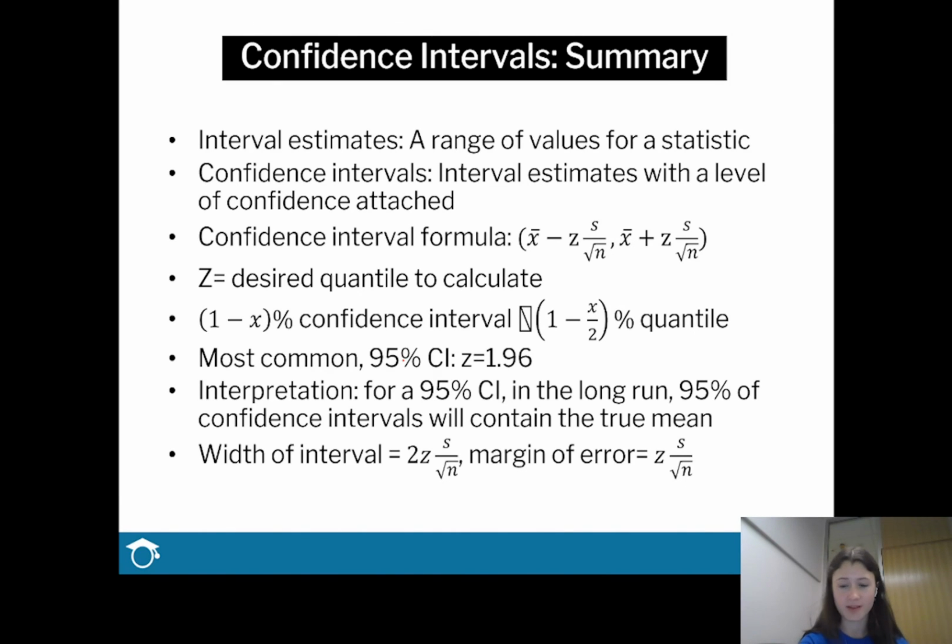The confidence interval formula, that one is on your formula sheet, so don't worry about remembering it. The Z score correlates to the desired quantile to calculate, and you will probably need to remember the basic ones, which I have down the bottom there. The most common one is a 95% confidence interval, which is when Z is approximately 2. And then the width of the interval is 2ZS on root n, and the margin of error is ZS on root n.